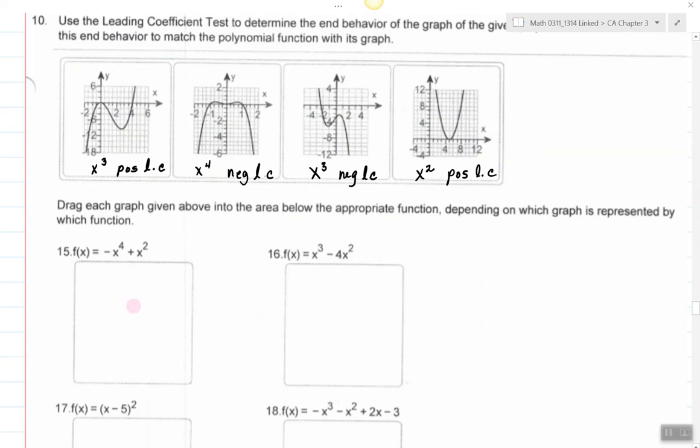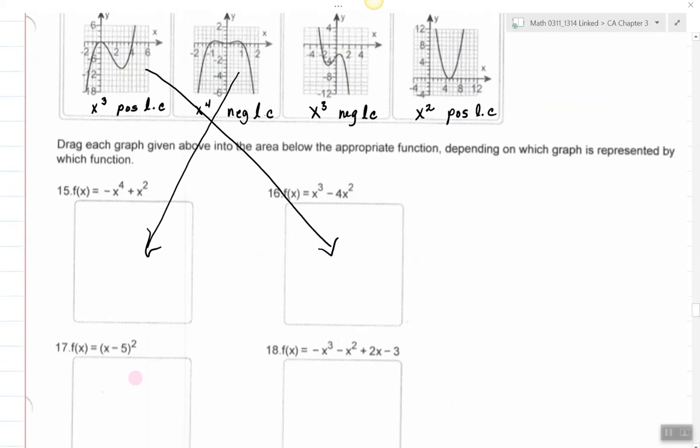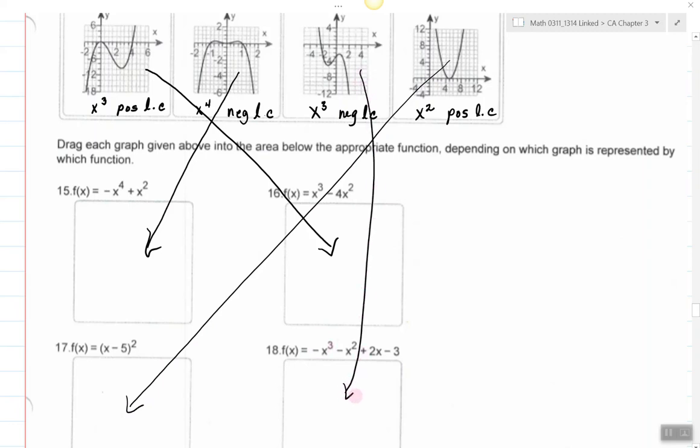So let's see. This one, fourth degree, negative leading coefficient. This one goes right here. This one, third degree, positive leading coefficient. This one goes right here. This is just an x squared with multiplicity of the 0, and sure enough, that's what that shows. So this one goes here. This one is third degree, leading coefficient negative. This one goes right here. So use those end behaviors and whether it is positive or negative leading coefficient.